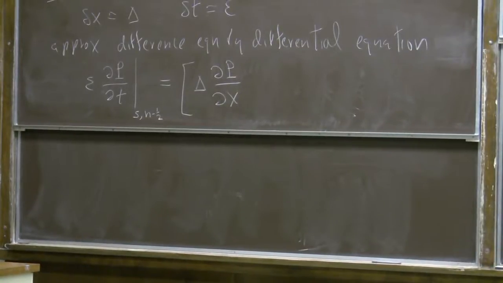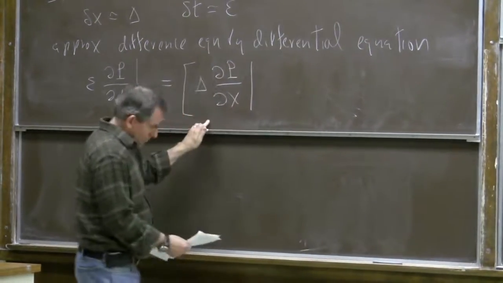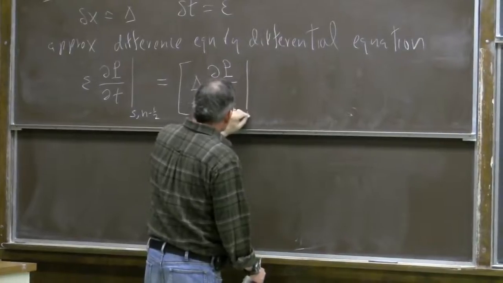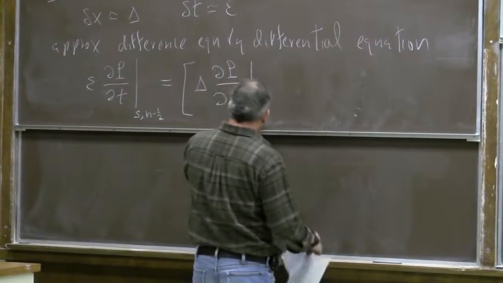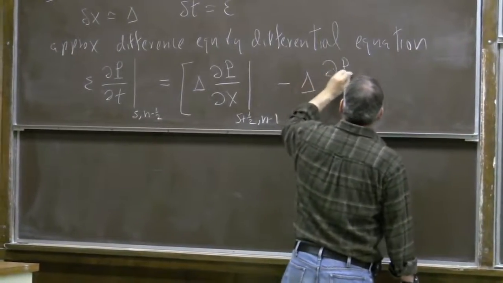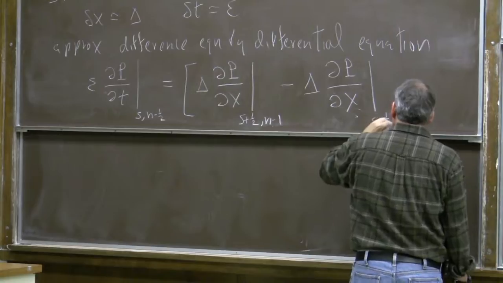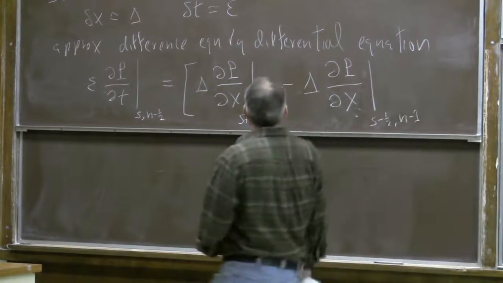That's the difference between the probability at site s plus 1 and the probability at site s. Think of that as the difference delta times the spatial derivative evaluated at the midpoint. So that's delta times the partial derivative of p with respect to x evaluated at position s plus 1/2, time n minus 1. But then I have minus delta times the partial derivative of p with respect to x evaluated now at s minus 1/2, time n minus 1. That's in the second term.